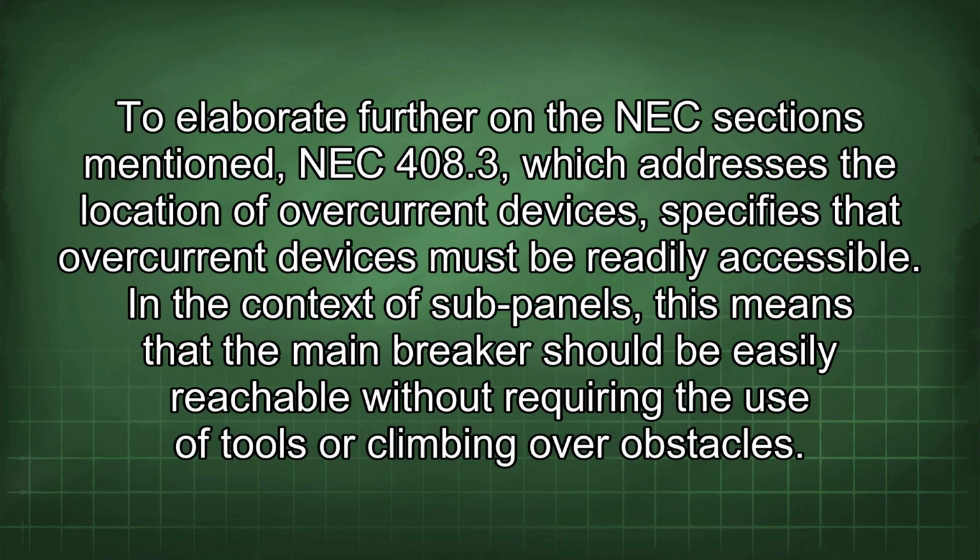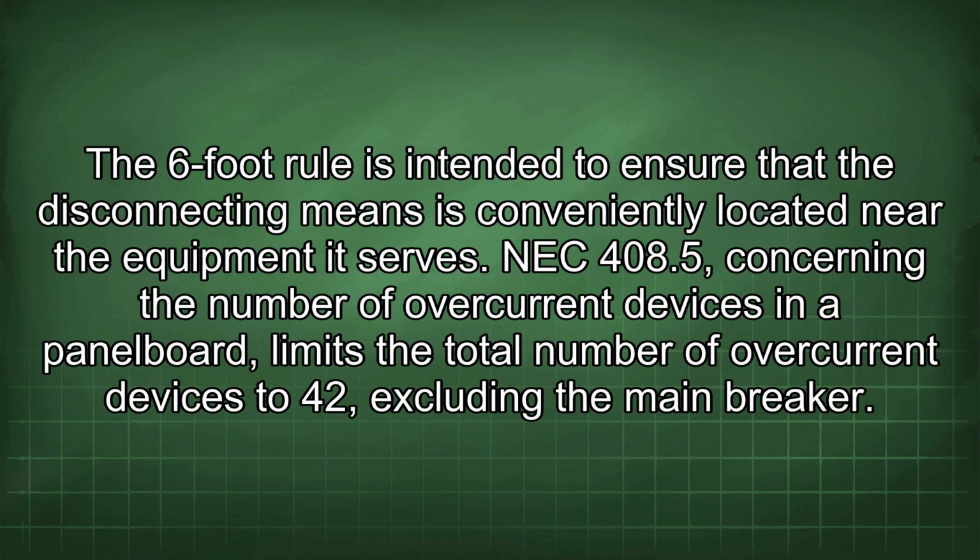To elaborate further on the NEC sections mentioned, NEC 408.3, which addresses the location of overcurrent devices, specifies that overcurrent devices must be readily accessible. In the context of subpanels, this means that the main breaker should be easily reachable without requiring the use of tools or climbing over obstacles. The 6-foot rule is intended to ensure that the disconnecting means is conveniently located near the equipment it serves.